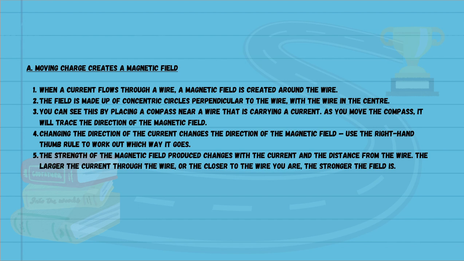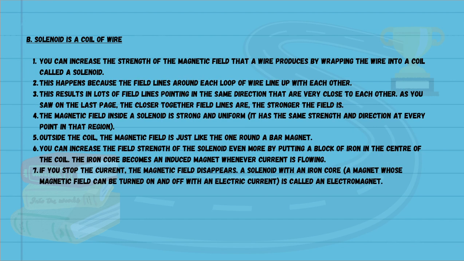Changing the direction of the current changes the direction of the magnetic field. Use the right hand thumb rule to work out which way it goes. The strength of the magnetic field produced changes with the current and the distance from the wire. The larger the current through the wire or the closer to the wire you are, the stronger the field is.